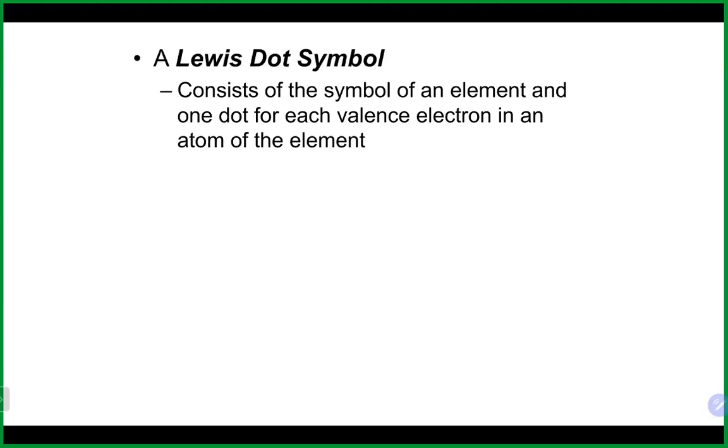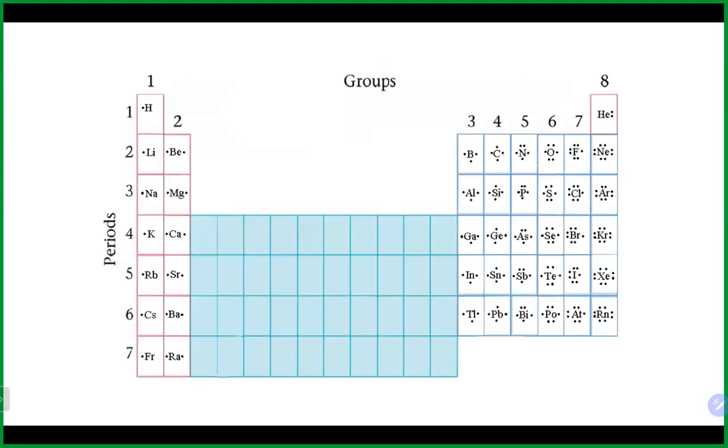So we represent sodium as a symbol and a dot because it has 1 valence electron. Obviously, sodium has 11 total electrons, but 1 dot represents it. Calcium has 2 valence electrons, so we'd represent it like so. Here is a picture of some Lewis dot symbols: 1 valence electron, 2 valence electrons, 3, 4, 5, 6, 7, 8. Note that helium is part of group 8, but it only has 2 dots on its Lewis dot symbol. Why is that?